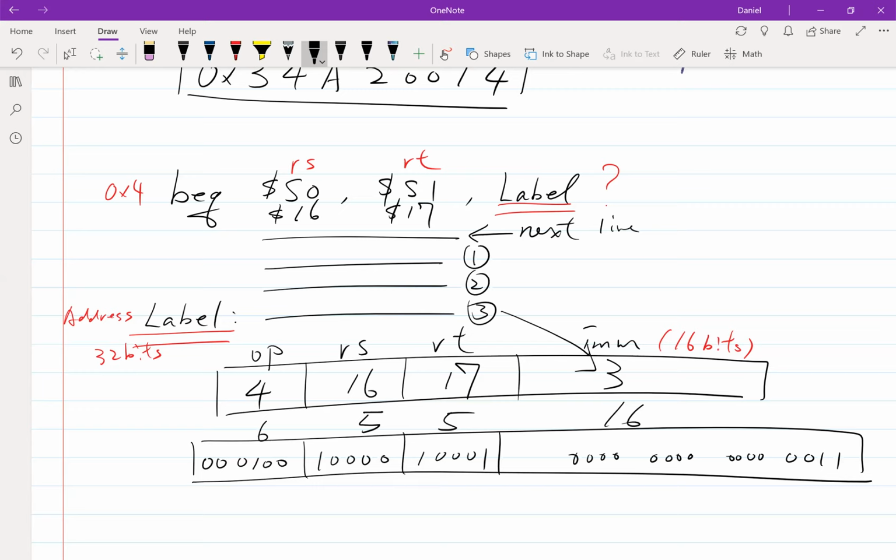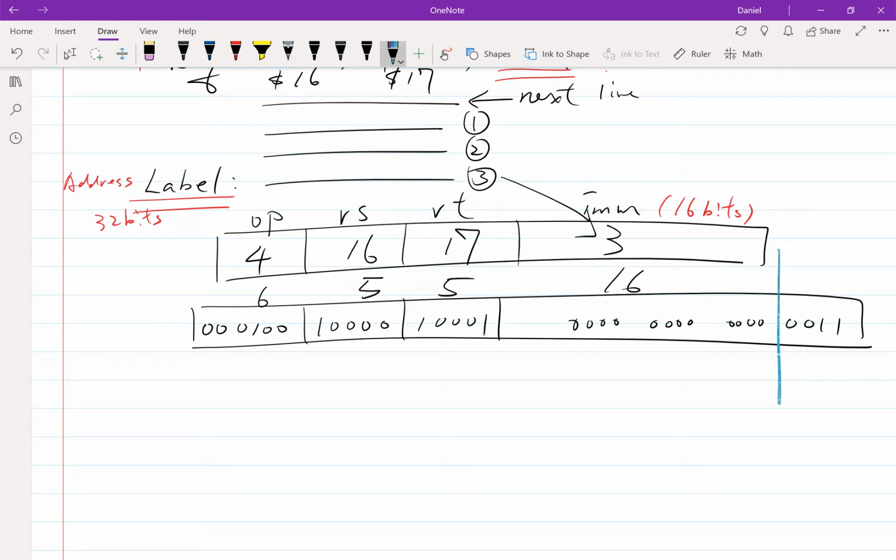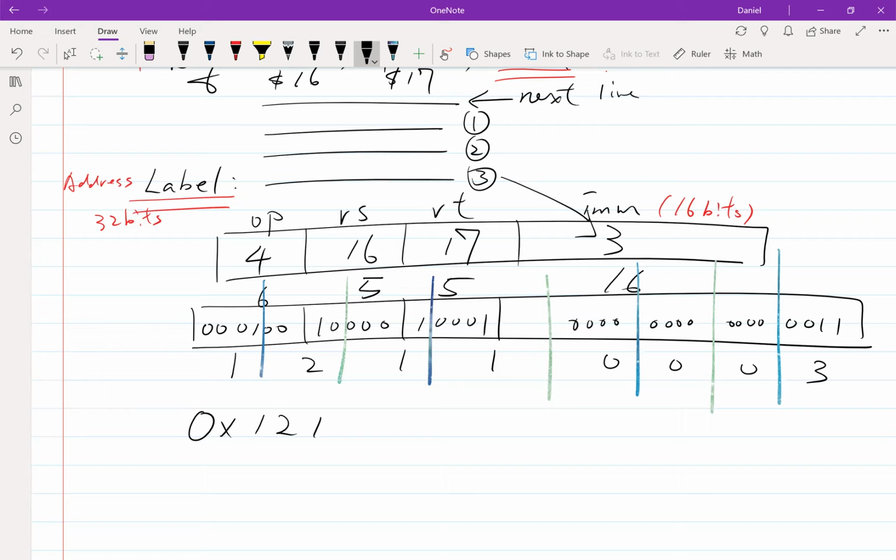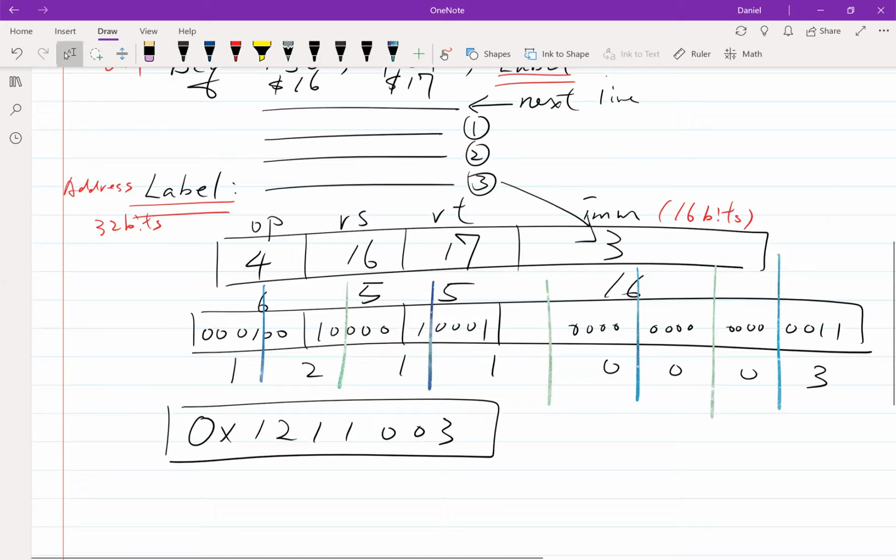Next, write that into hexadecimal. Group them into 4. Ooh, I really like this marker, so colorful. Next, convert each group: 1, 2, 1, 1, 0, 0, 0, 3. And that's your hexadecimal, and that's your answer. So once again, pause the video and work on the same problem and see whether you get the same answer.